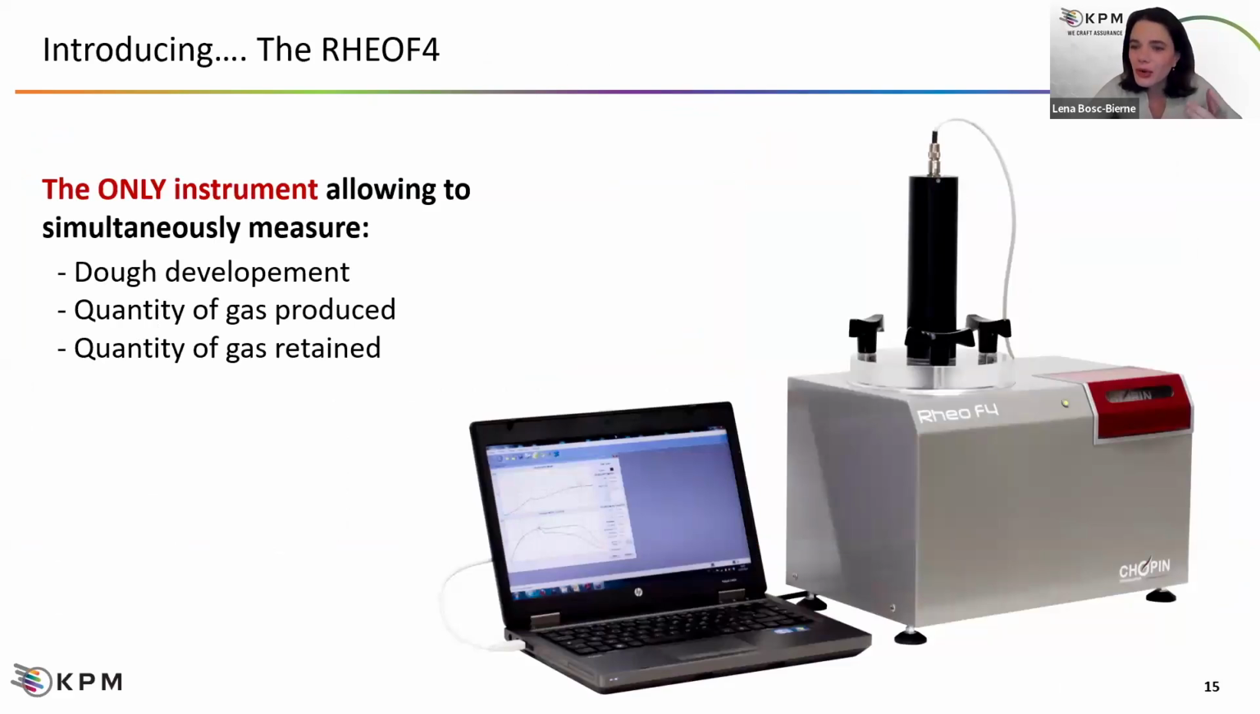So the idea is to do all of that, but with one piece of equipment providing both the dough development and the quantity of gas produced. Additionally, it will also indicate the quantity of gas that was retained by the dough. And here we have the missing information. We have the final result, which is the dough development, and we have the explanation. Was the gas produced? Was the gas retained? And how much of it?